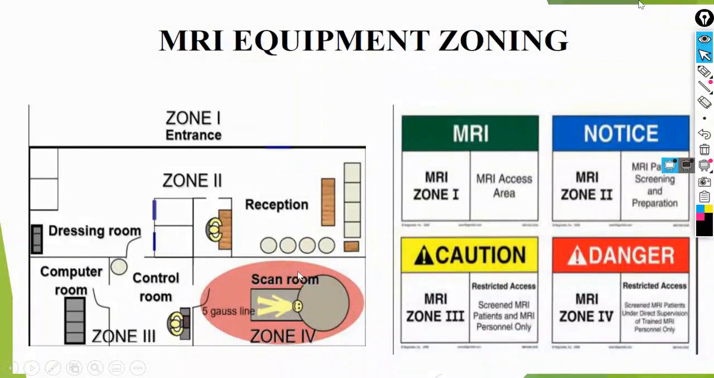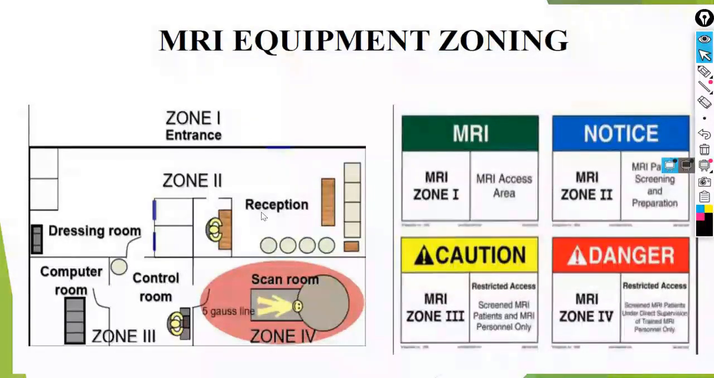Here, zone 1, which is the green area, is where the patient comes in. You are supposed to conduct the necessary procedures for the patient. You should have the patient's history taken, and any existing implants must be noted. All of this must be done for the patient.